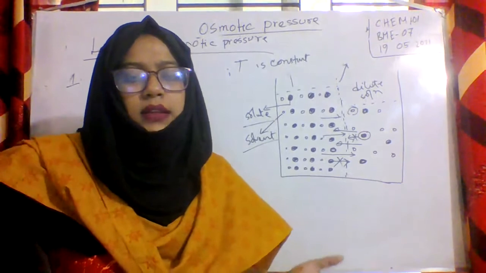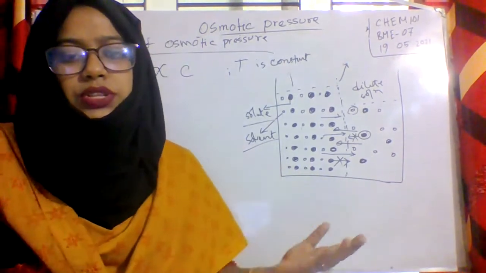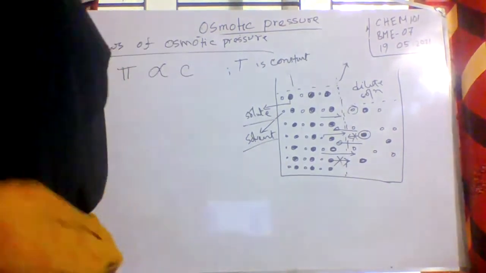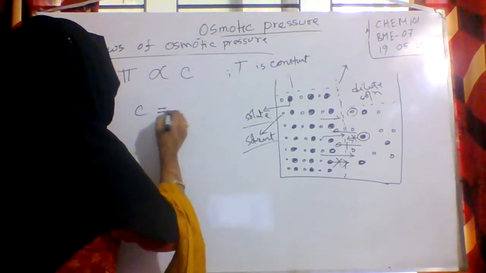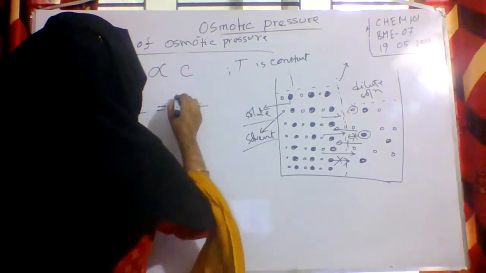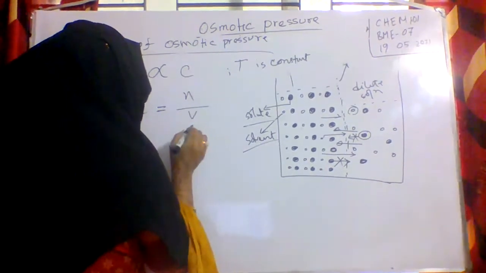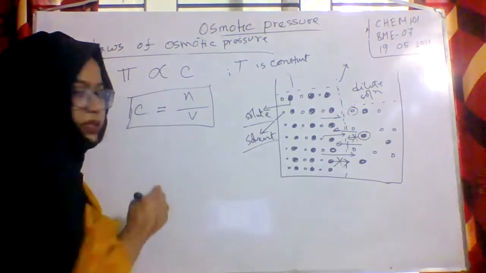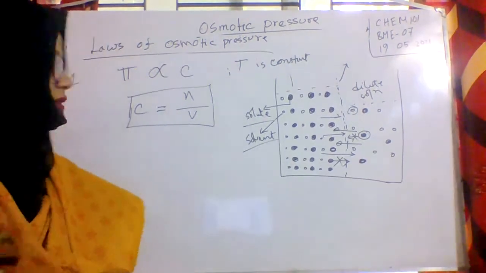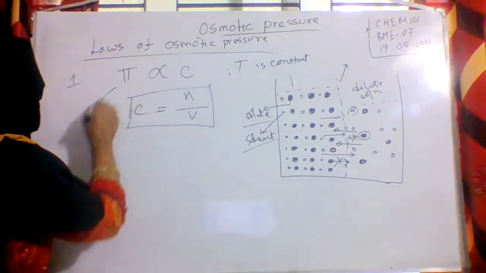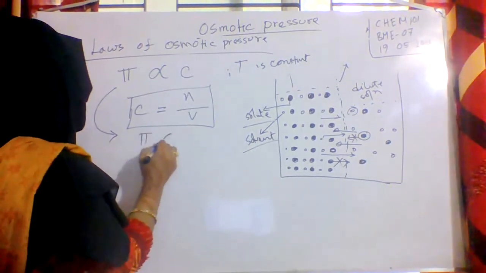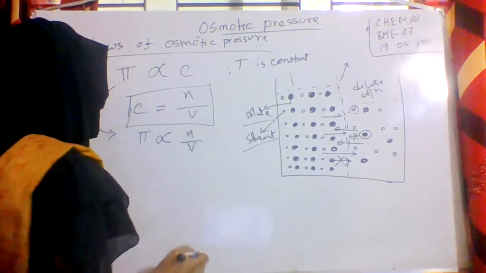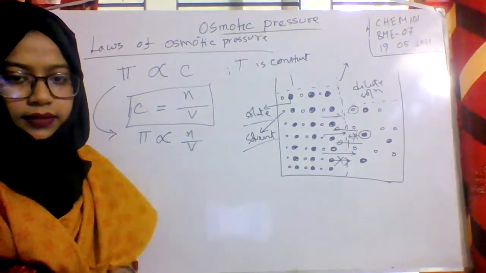What is the expression for concentration? If we express it in molarity, what will be the concentration for a 1 molar solution? N by V. The concentration expression is number of moles per liter, right? So osmotic pressure is proportional to N by V, okay?